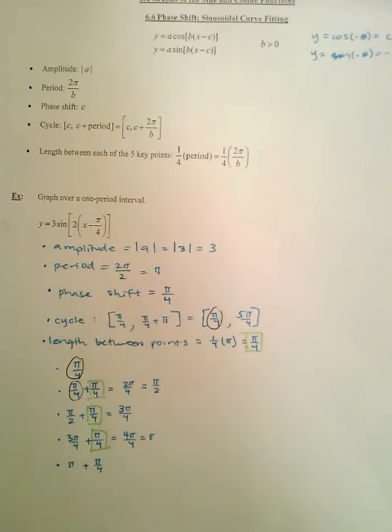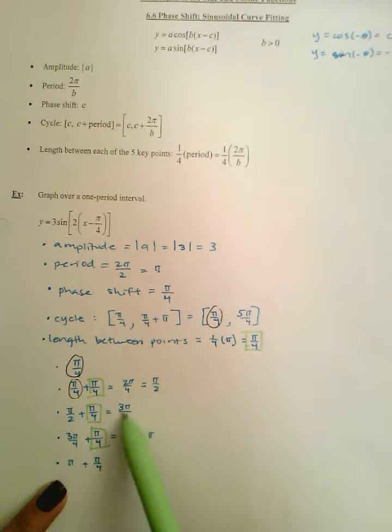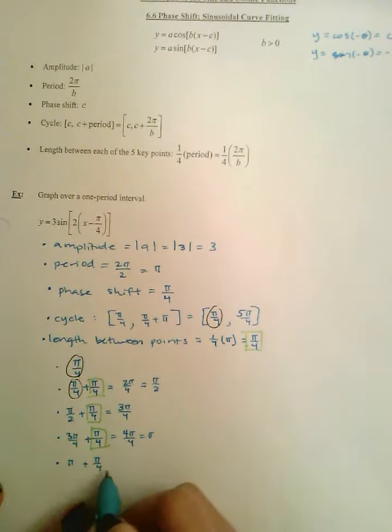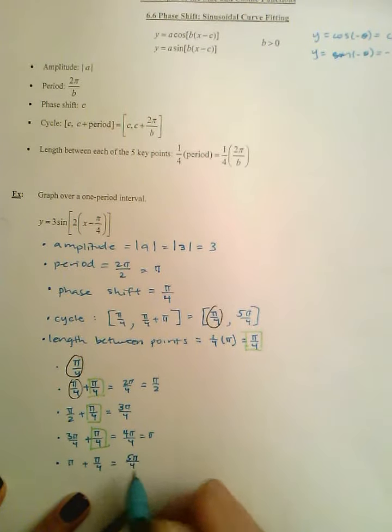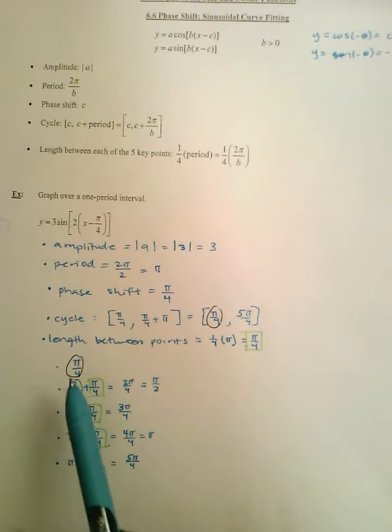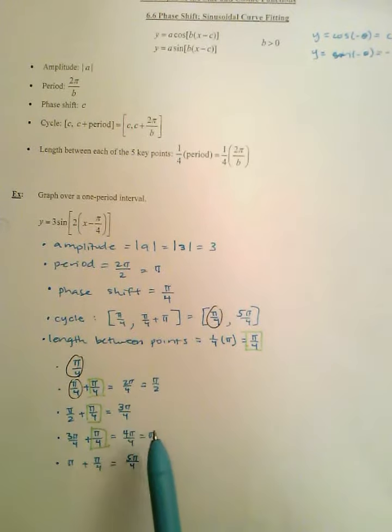And if you didn't want to keep changing and finding common denominators, just use the one that has the over 4 on the next one. That way you don't have to find common denominators. It would already be given. So this is equal to 5 pi over 4. So my x values are going to be pi over 4, pi over 2, 3 pi over 4, pi, and 5 pi over 4.